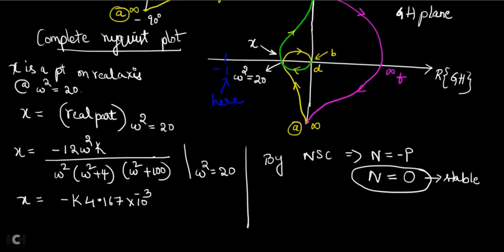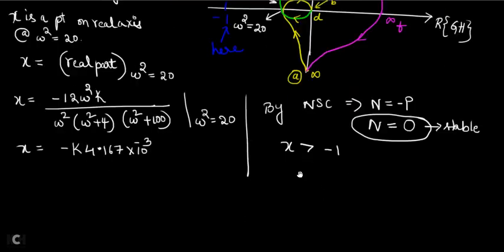Now tell me what your x value should be. Your x should be greater than minus 1, no? See the diagram and tell. Your x is present here and minus 1 is here. So I can write x is greater than minus 1. Correct? So that's what I have written: x is greater than minus 1. How did I write this? From the figure.